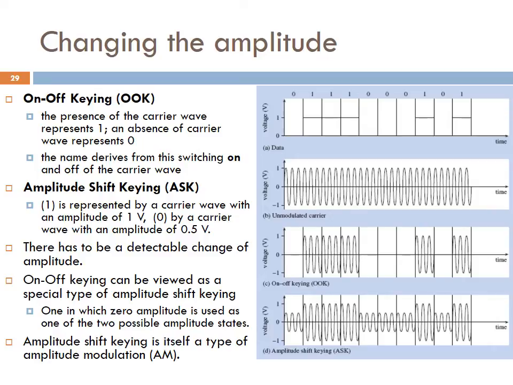In part D we have amplitude shift keying, ASK. In ASK the symbol that represents 1 has a full amplitude, and the symbol that represents 0 has an attenuated amplitude. So on-off keying can be viewed as a special type of amplitude shift keying, one in which 0 amplitude is used as one of the two possible amplitude states. Amplitude shift keying is itself a type of AM, amplitude modulation.